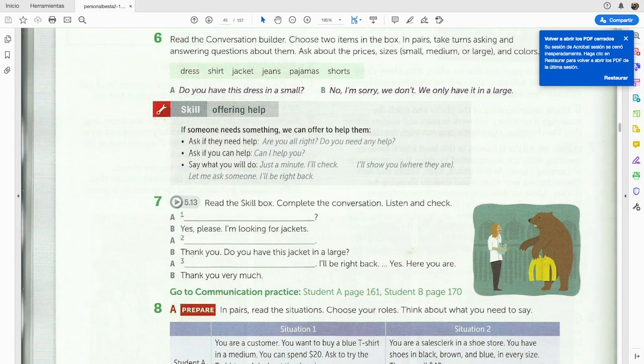And then number 2, thank you. Do you have this jacket in a large? Let's see, what question do you think would be necessary to answer this? Maybe the question that you need to use here, thank you, do you have this jacket in a large? Do you need any help, for example? Yeah, do you need any help? I think that's the best expression that you can use in this case too.